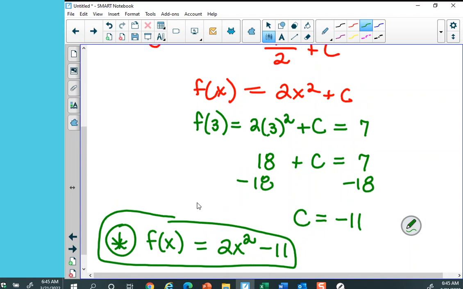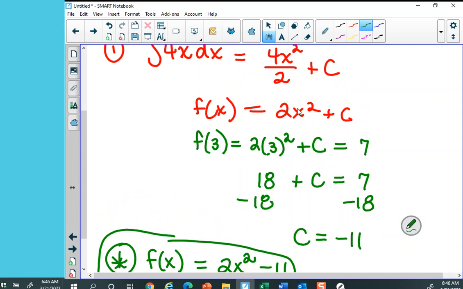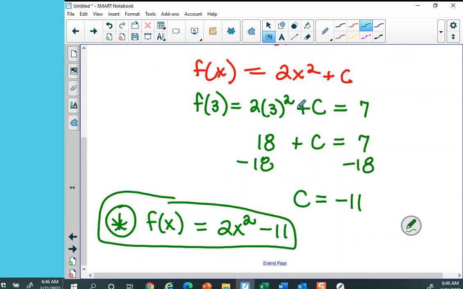Now, what can make these complicated? Well, your original function, your antiderivative, might have some crazy in it, so then you might have to do some fractions for your substitution or fractional exponents. All those types of things can make it more challenging, but the basic steps are still the same.